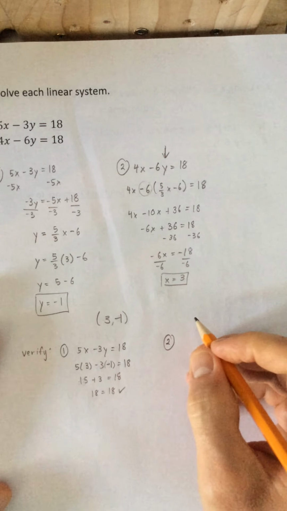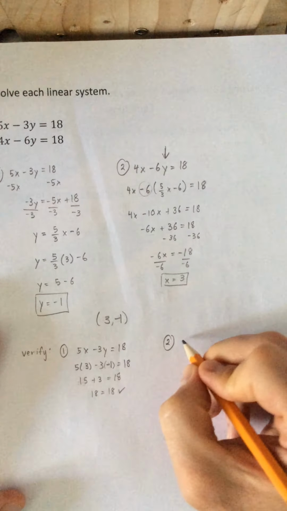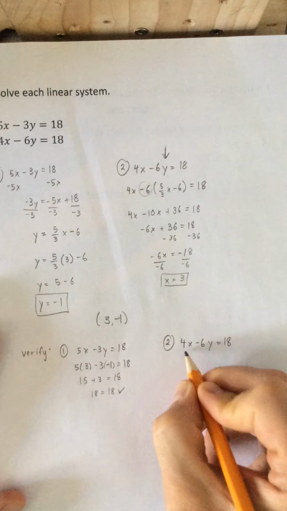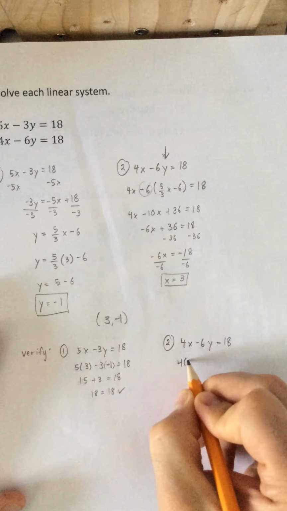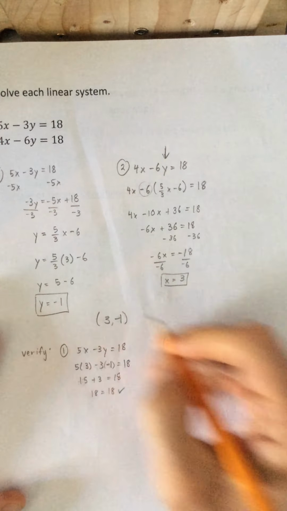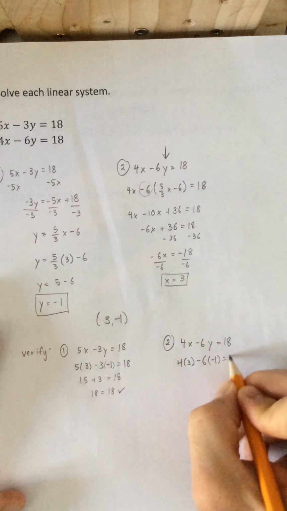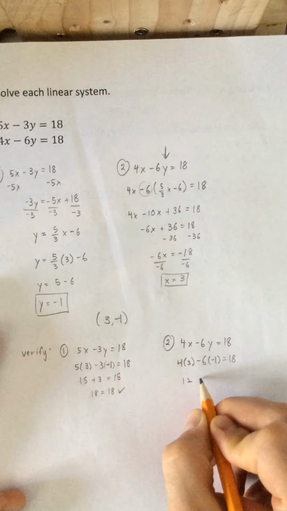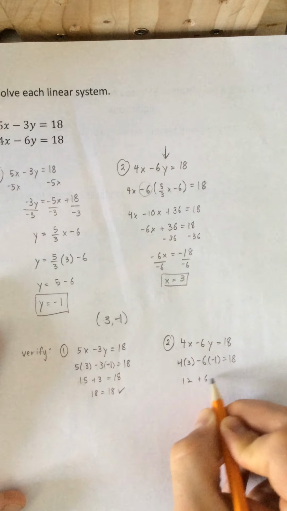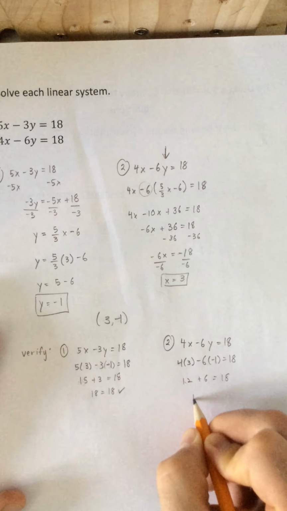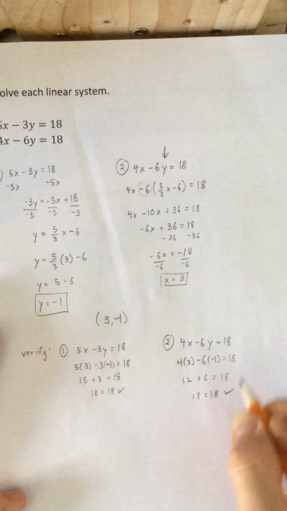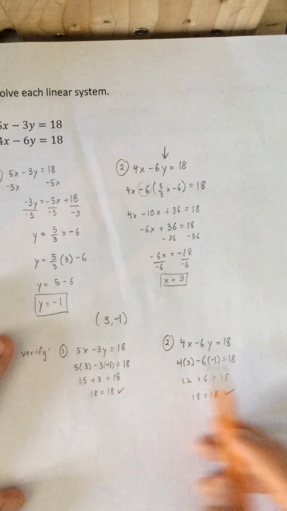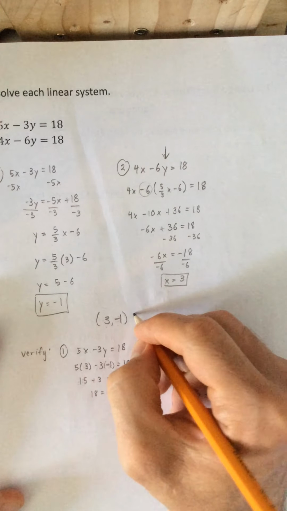For equation 2, we need to verify this as well to see if this solution works in here. So what we do, again, we replace our x with 3 and our y with -1. And 4 times 3 is 12, and -6 times -1 is 6. 12 plus 6 is 18. Again, if we look at this, the left side is equal to the right side. So this solution of 3 and -1 works in both equations, so this is our solution.